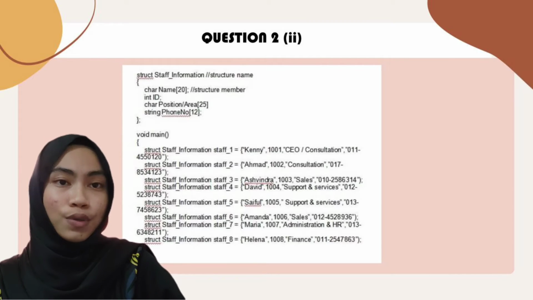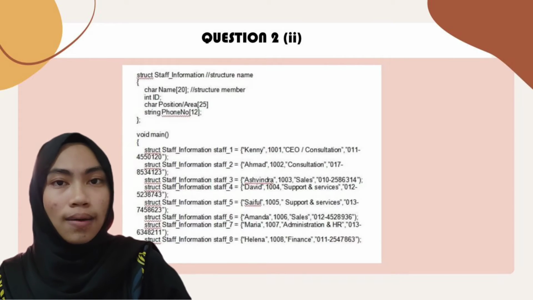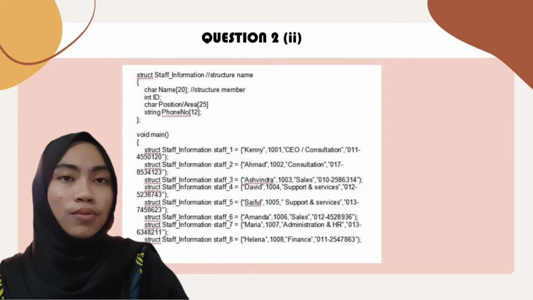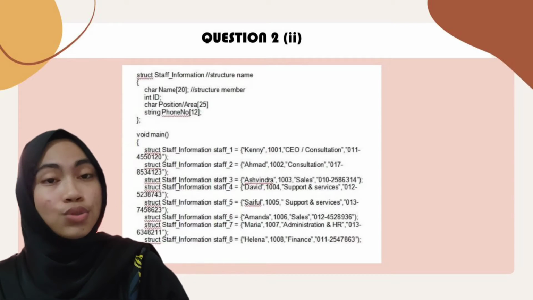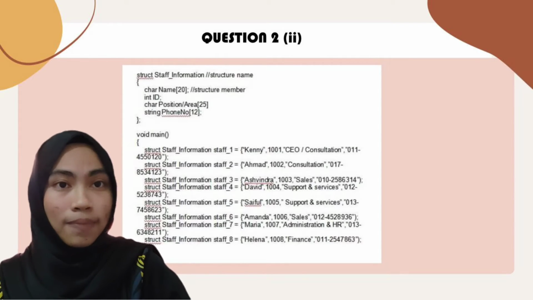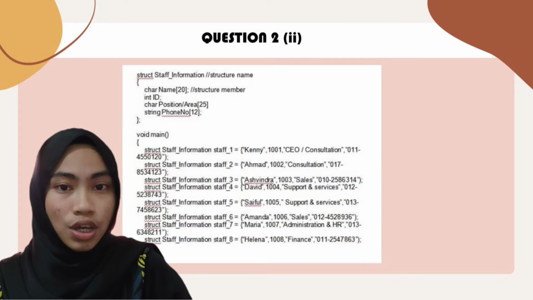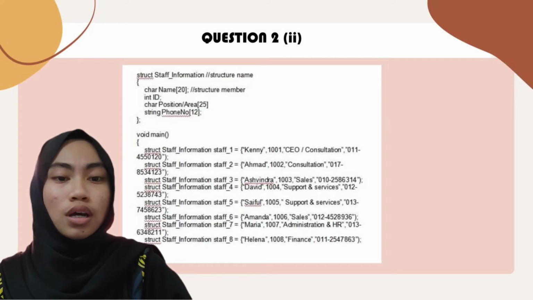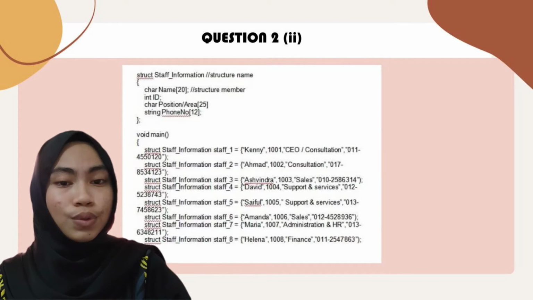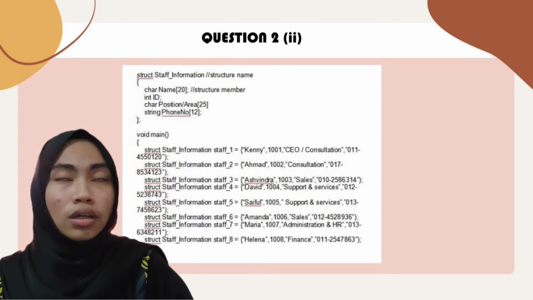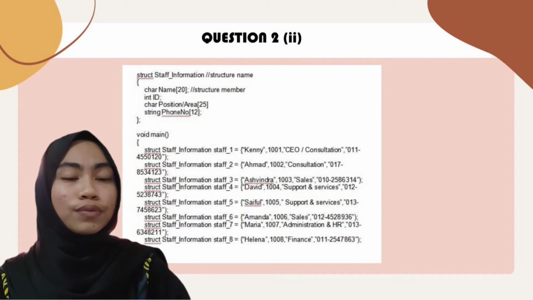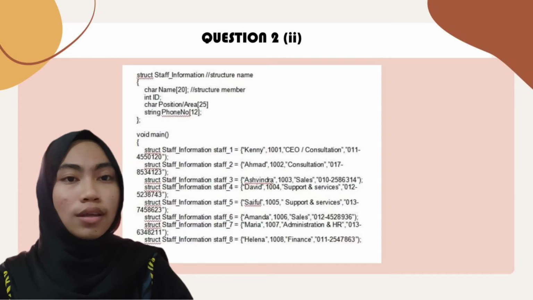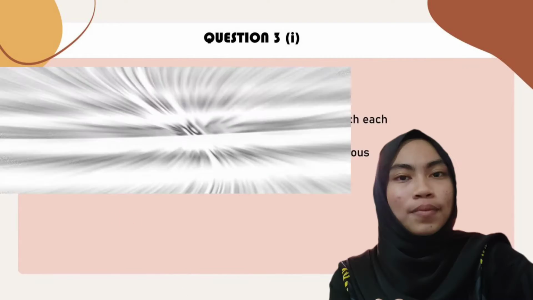The structure name for this question is staff information, and the structure members in this question are name, ID, position, and phone numbers. For this structure, you should enter all of the staff information data in brackets to declare.